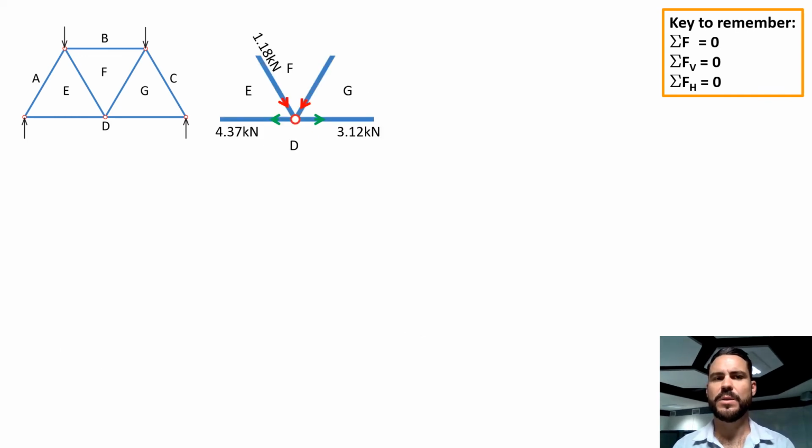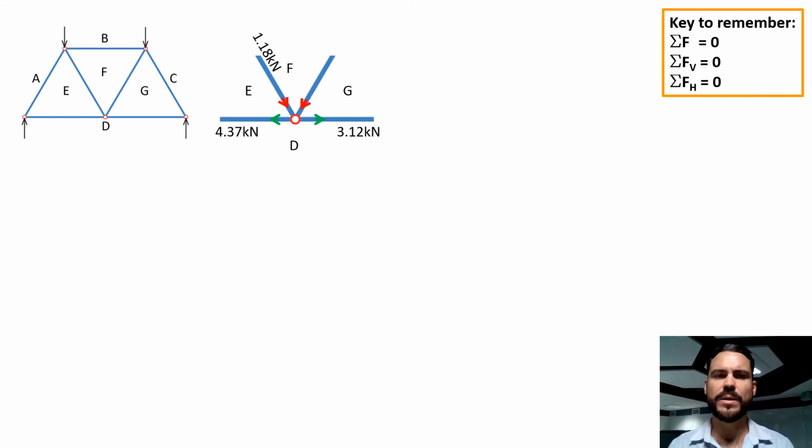This one here, I'm just going to talk to you through this one a little bit differently. Okay, a little bit more closely. We've solved member DE, and we know that it's in 4.37 kilonewtons in tension, pulling away from the joint. We've also just solved member EF, and we know that that's in compression, pushing into the joint.